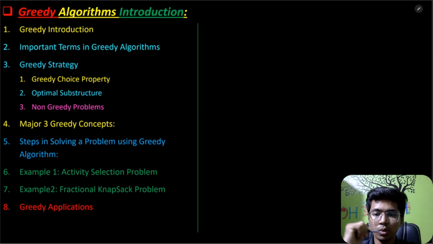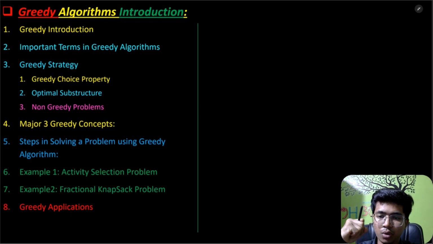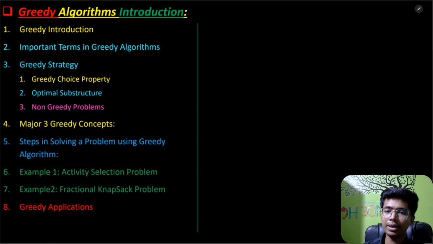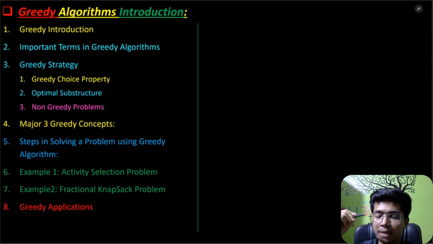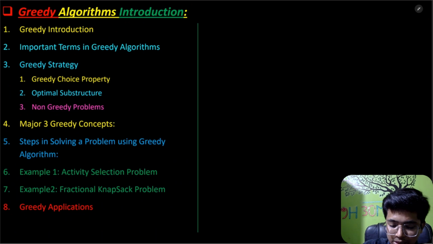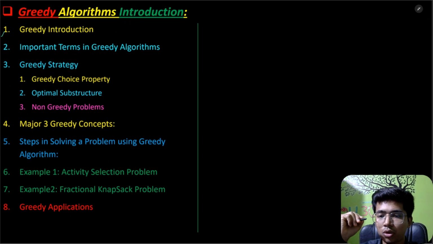So in today's session, we'll be studying everything about greedy algorithms, all the algorithms, concepts and examples. This is an introductory session where we'll be understanding the basic concept of greedy algorithm. First, we'll be learning the introduction of greedy algorithm. Second, the important terms in greedy algorithm. In greedy algorithms, we'll always find a few important terms that we need to know.